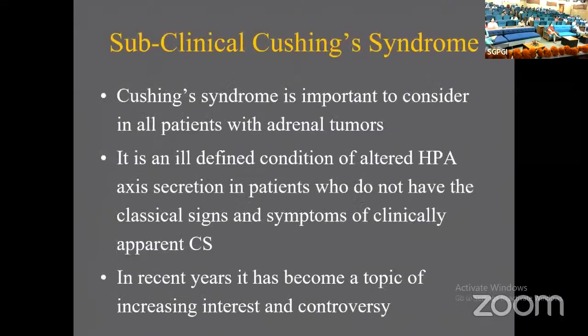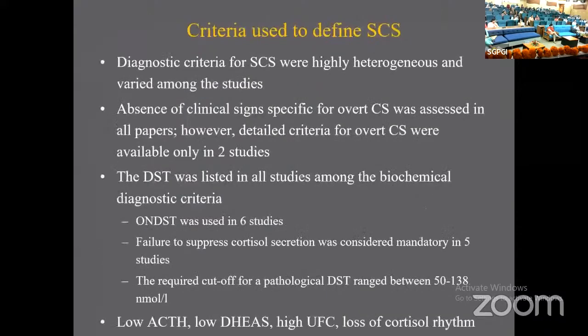Now coming to another very interesting entity, subclinical Cushing syndrome. It is important to consider because it is potentially harmful. It's an ill-defined condition of altered HPA axis, the hypothalamus-pituitary-adrenal axis, in patients who do not have classical signs and symptoms of overt or apparent Cushing syndrome. In recent years, it has become a topic of increasing interest and controversy.